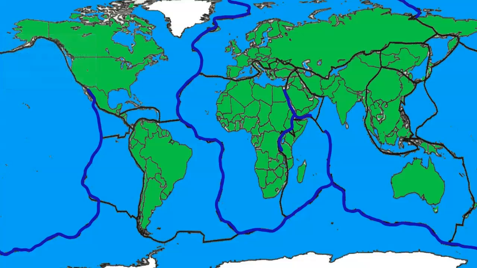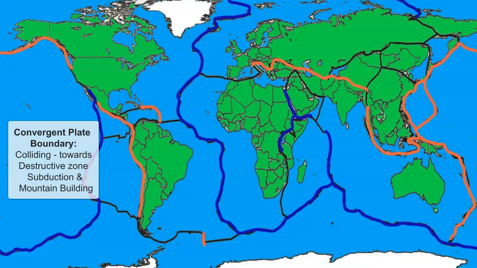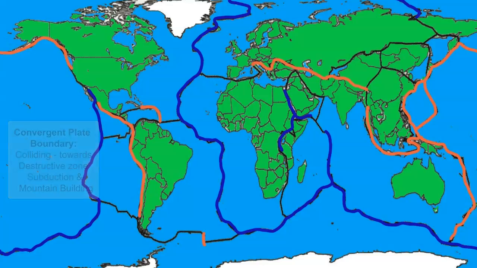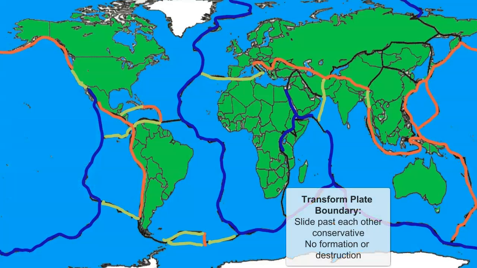Then we have the convergent plate boundary, and there are different types, but generally the convergent plate boundary is shown here in orange and covers different parts of the plate boundaries around the world, and we can see where the divergent plate boundary is pushing the plate away, and the convergent plate boundary is where the two plates are meeting and colliding. Then the final plate boundary in green is going to be the transform plate boundary.